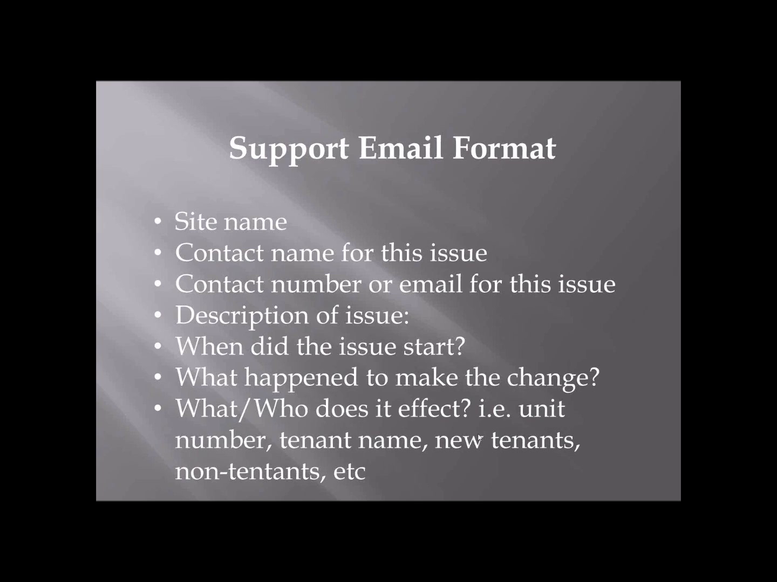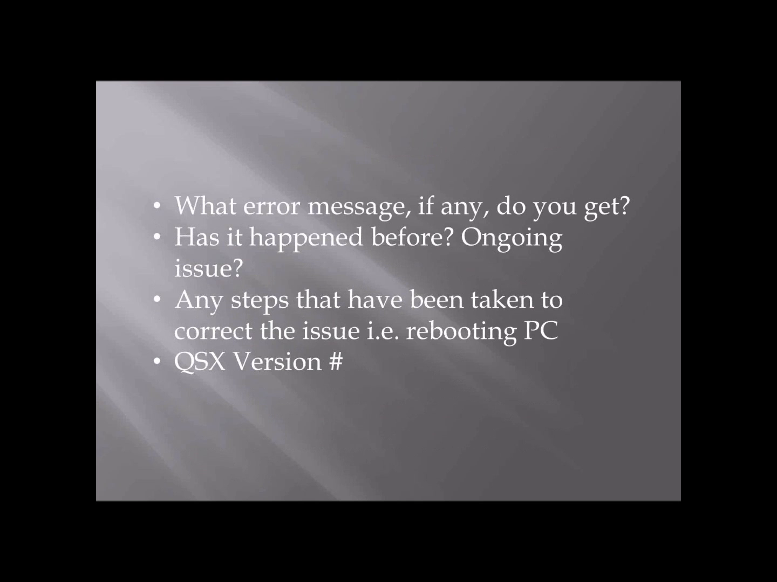Now, the thing down here at the bottom: what or who does it affect? Some examples would be a unit number, a tenant name, or new tenants or non-tenants. There's a lot of ways that we can narrow down the possibilities of what issue you're having based on who it's affecting. If it's only affecting one unit, that's a different scenario than if it's affecting all new tenants that are moving in, or if it's affecting non-tenant payments. That takes us down a different path for our support department. So the more we can narrow down based on your email, the faster response you will get and the faster resolution you will have on your issue.